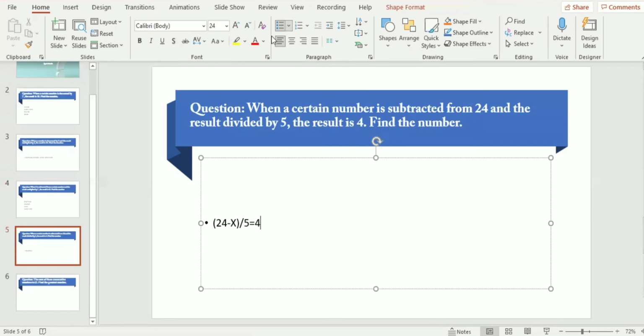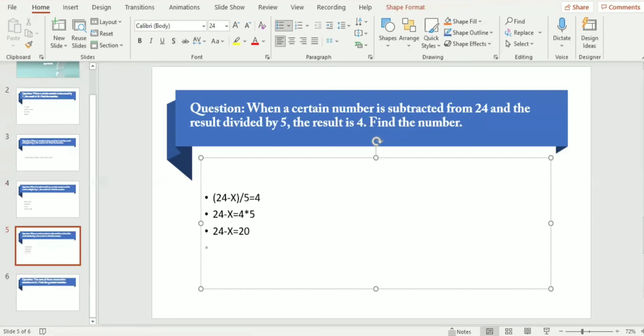And we have to find that unknown number. Now we have our equation: when a certain number is subtracted from 24, 24 minus x, and the result divided by 5, then the result is 4. Now what we are going to simply do is, here we have 24 minus x and 5 is dividing here. So if we take this 5 to the other side, it's going to multiply with 4. So we have 24 minus x is equal to 4 into 5, which is 20.